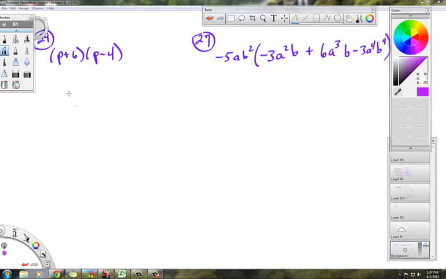Algebra 2 all day long. Foiling some binomials. Here we go. P plus 6 times P minus 4.